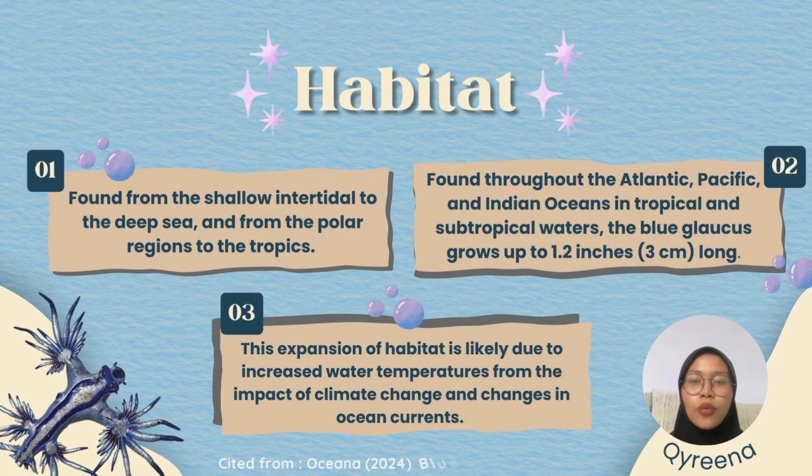Moving on to the next slide, we are going to talk about the habitat of the sea slug. First, the sea slug can be found from the shallow intertidal to the deep sea, and from the polar regions to the tropics. Second, it can also be found throughout the Atlantic, Pacific, and Indian Oceans in tropical and subtropical waters. The blue glaucus grows up to 1.2 inches, equal to 3 centimeters long. Third, this expansion of habitat is likely due to increased water temperatures from the impact of climate change and changes in ocean currents.